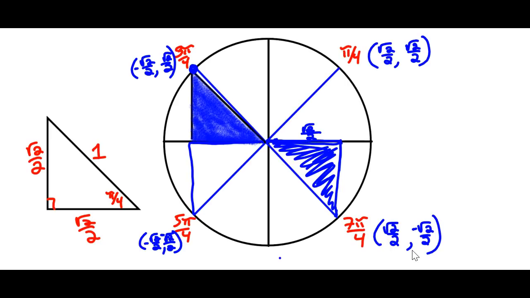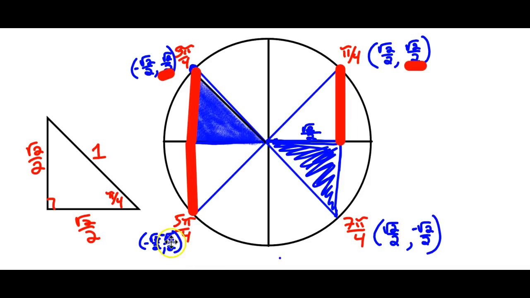Now compare these x and y coordinates with what we got on the previous slide, where we found the sine, cosine, and tangents of each one. And you should notice something. You should notice that the sine value for this is right here, your y value. Your sine value for this angle, 5 pi over 4, is your y value.